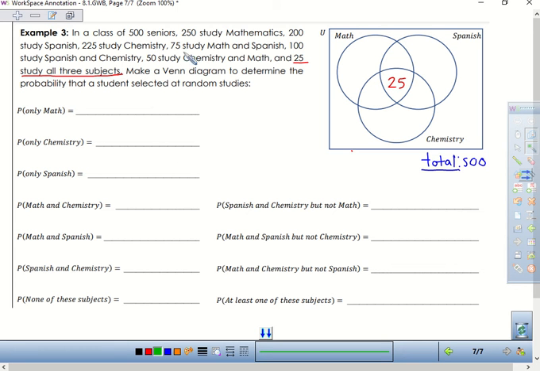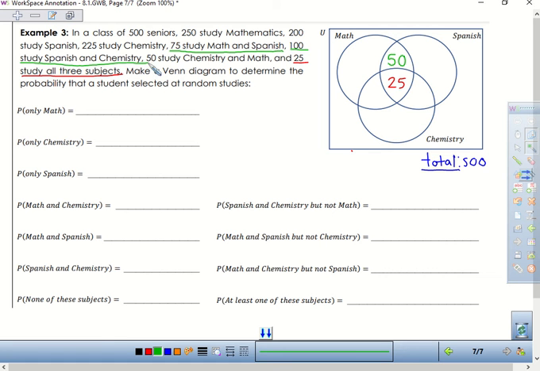75 students study math and Spanish. Be careful here. Math and Spanish is represented by this whole section right here. So how can I find what goes right here? Subtract 25. Good. 75 minus 25 is 50. So 50 people go right here, because now the overlapping region of math and Spanish is 75. Do you guys see how I got that? Okay. Now the next one.